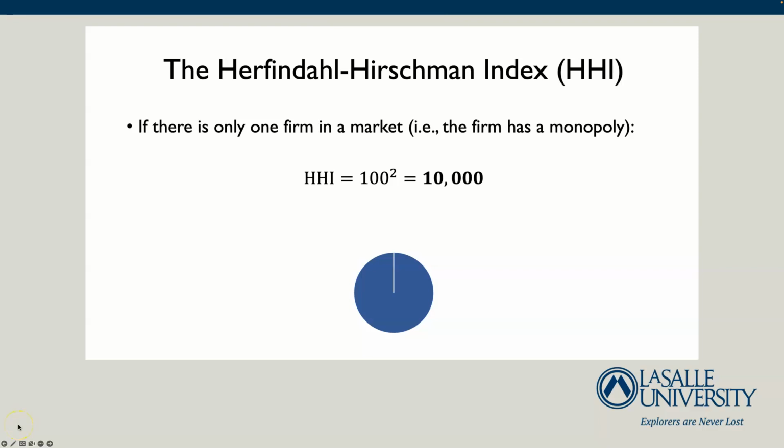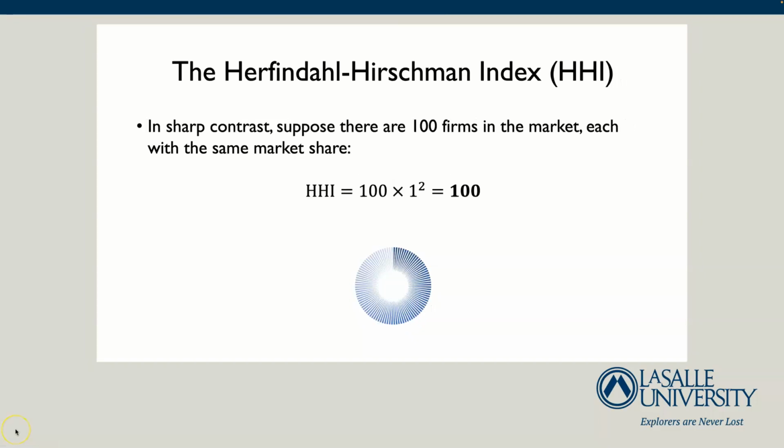If there's only one firm in the market, the firm has a monopoly, then we have an HHI of 10,000. In sharp contrast, if we have 100 firms in the market, each with the same 1% market share, then the HHI would just be 100.